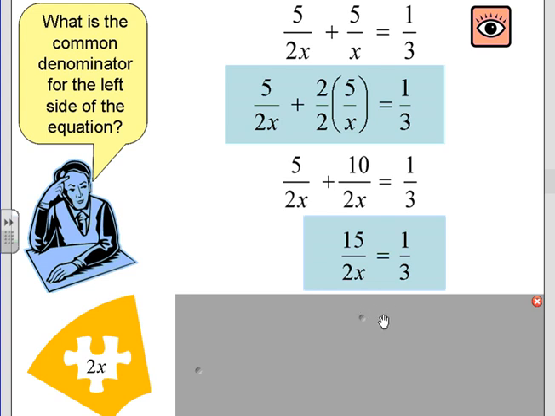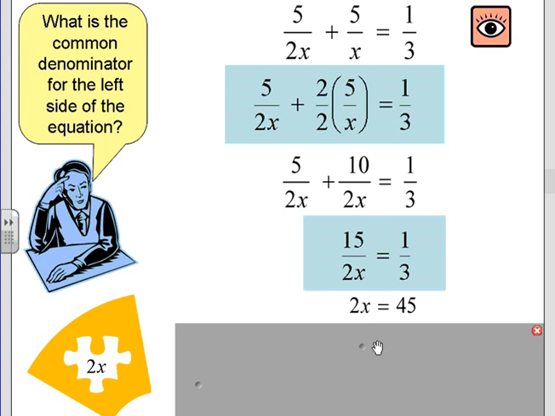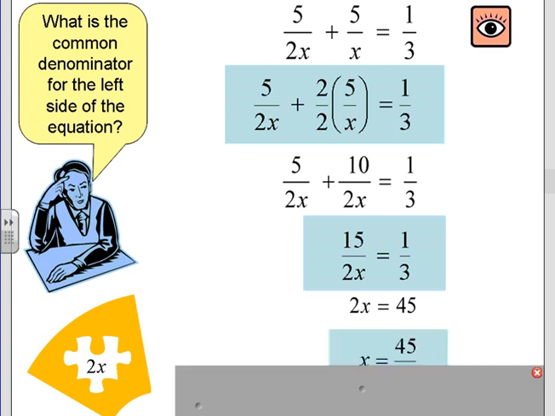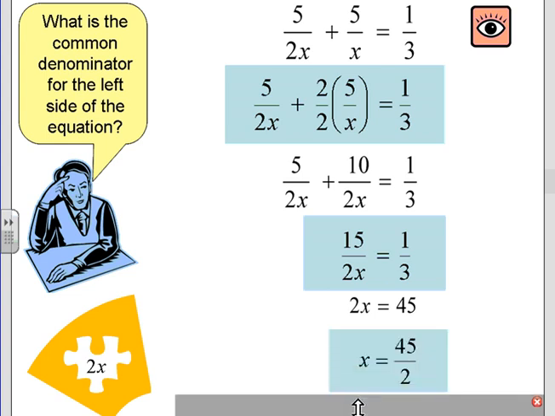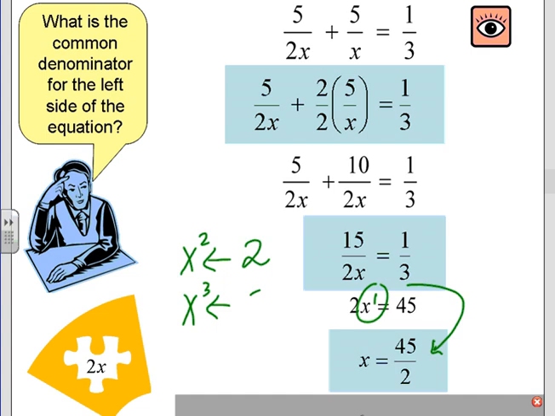We're going to cross multiply the 15 and the 3 with the 2x and the 1, and we get 2x equals 45. We then divide both sides by 2, and we get 45 divided by 2. Now we have to keep in mind how many answers we're going to get. Because this is x to the first power, we're going to get one answer, which we did. If we have x to the second power, we could get 2 possible answers, x to the third power, 3 possible answers. So we want to be keeping that in mind.